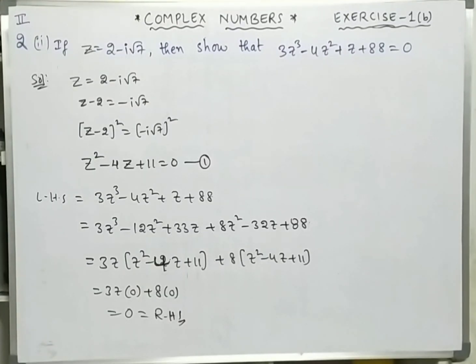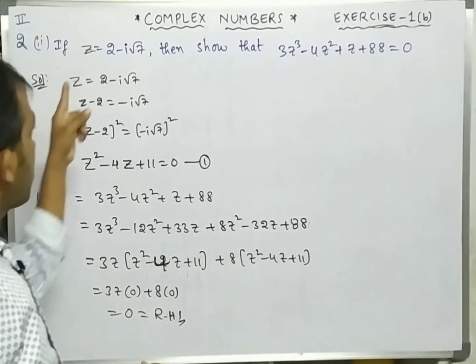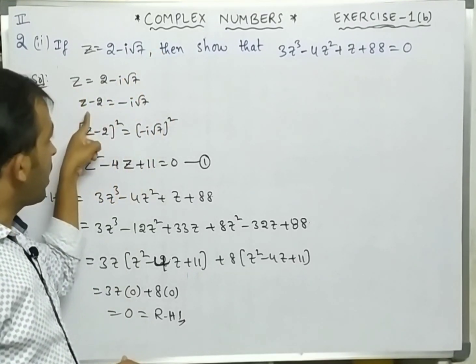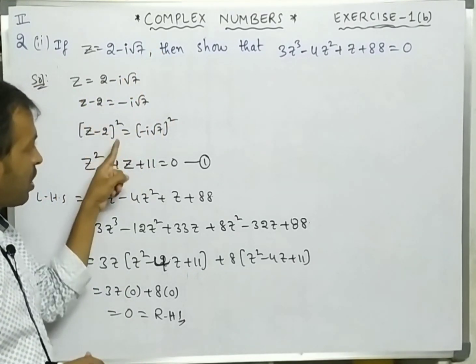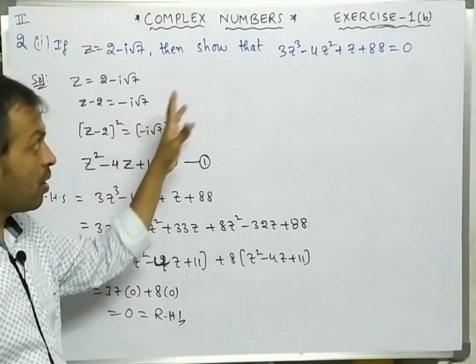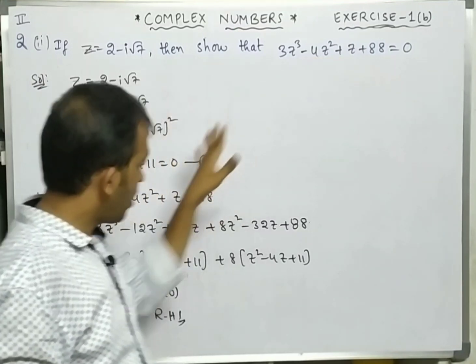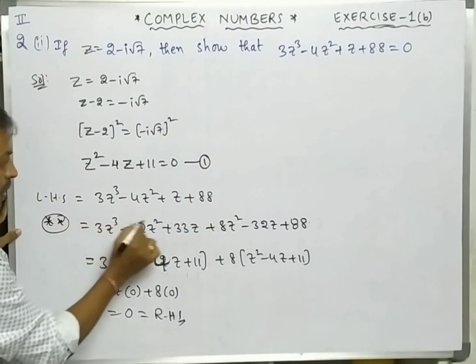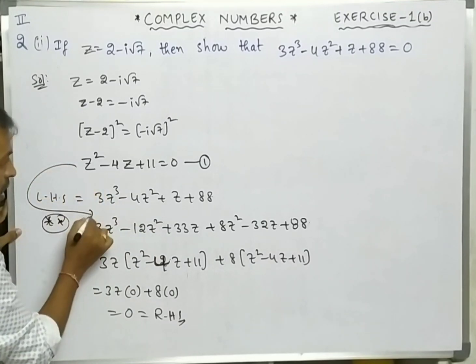This is a similar problem to the previous problem. So z is equal to 2 minus i root 7. Bring 2 to the left hand side and square on both sides, you will get one quadratic equation in terms of z. Take the left hand side part and split it. This is the important step. This splitting is done by using this equation 1.